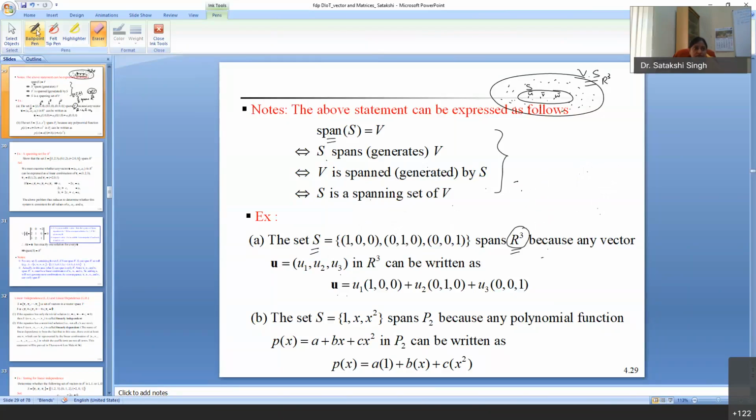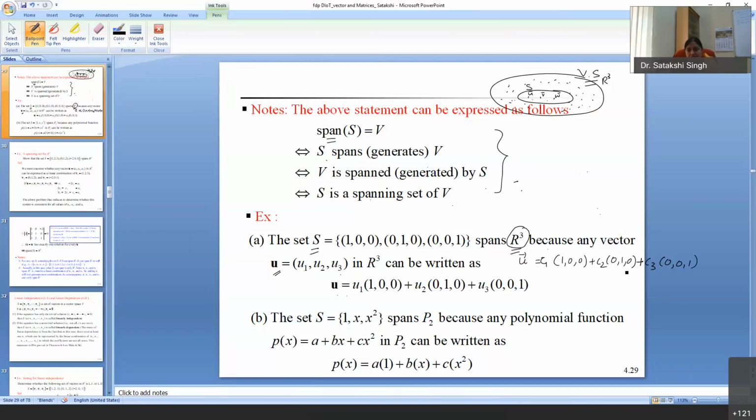What we do is, say these three vectors are given to you. I'm not naming them. And this spans R3 because any arbitrary vector u can be written as a linear combination of these vectors. So you have to write u as a linear combination: C1 times 1, 0, 0 plus C2 times 0, 1, 0 plus C3 times the third vector.